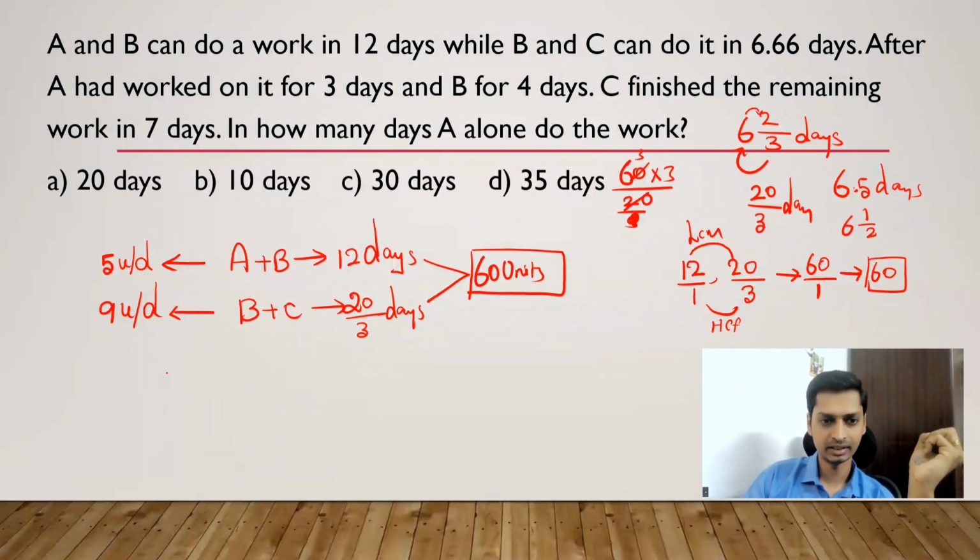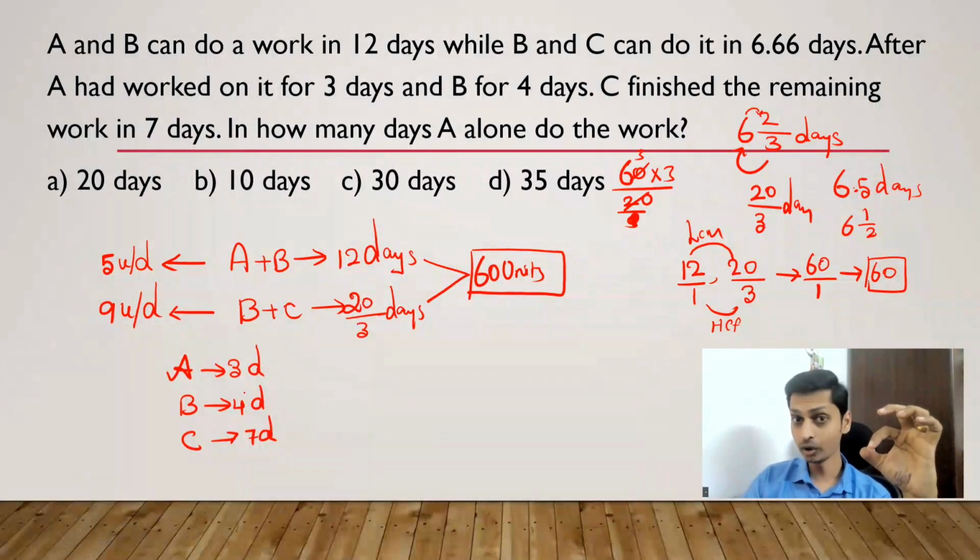So A worked for 3 days and B worked for 4 days. And C finished the remaining work in 7 days. So A totally worked for 3 days, then B worked for 4 days, then C worked for 7 days, and finally they completed 60 units.